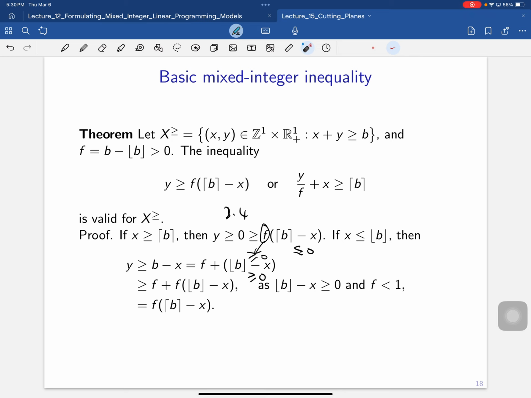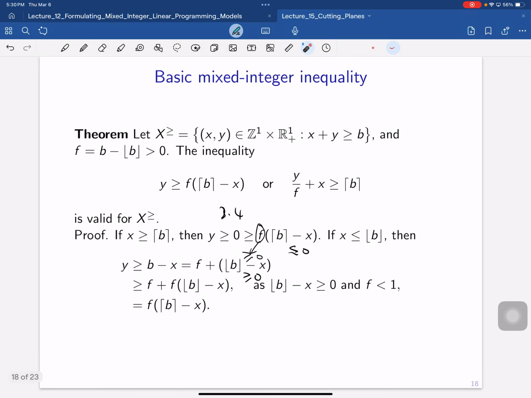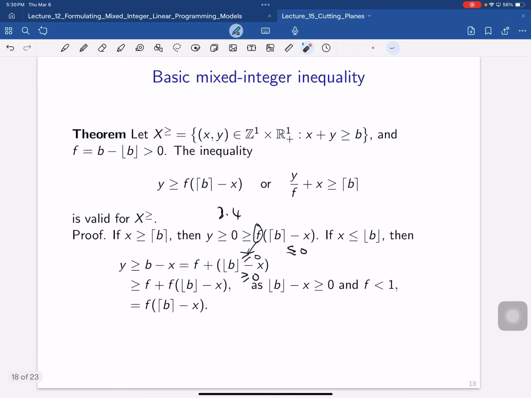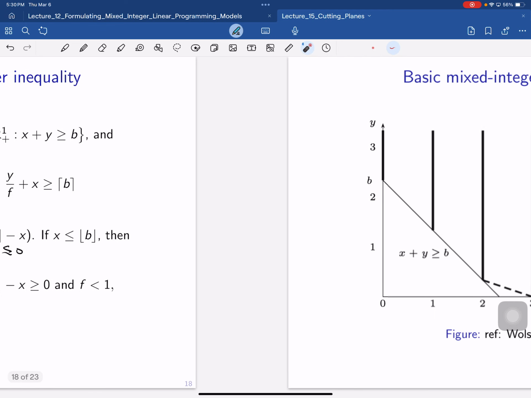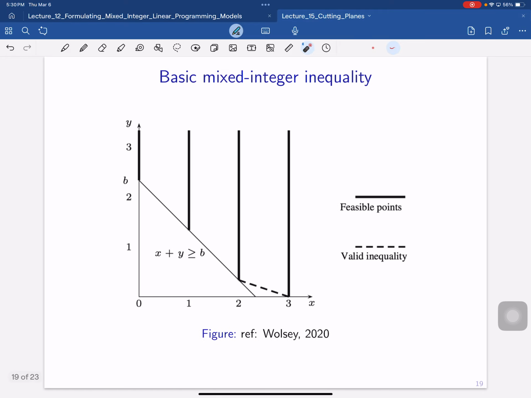If x is an integer, say b is 3.5, it can be either greater than or equal to 4 or less than or equal to 3. Then you discuss these two cases and derive this so-called basic mixed integer inequality. The algebra is not so complicated. You could try to see that later.